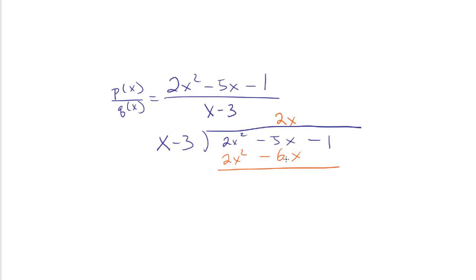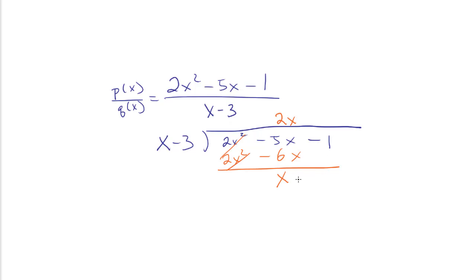And now I'm going to subtract that second row. 2x squared minus 2x squared cancels. Minus 5x minus minus 6x, be careful of your signs, is plus 6x, which ends up being plus x.